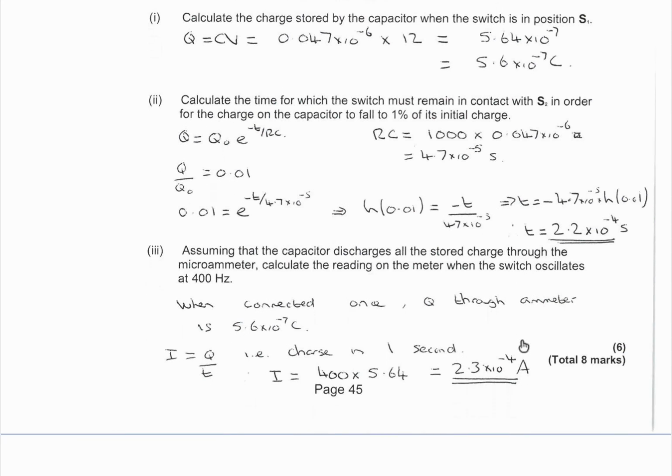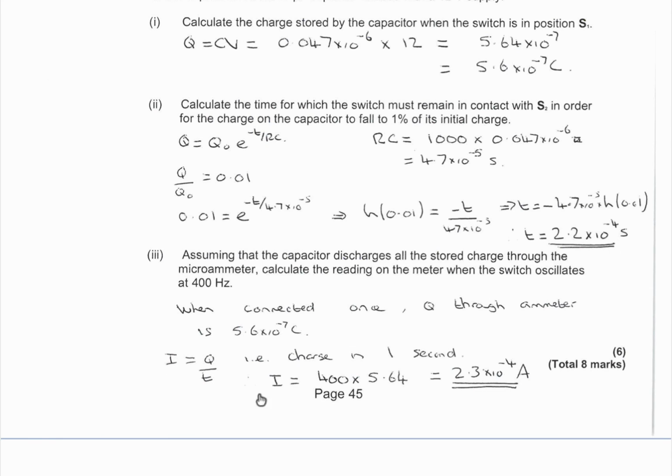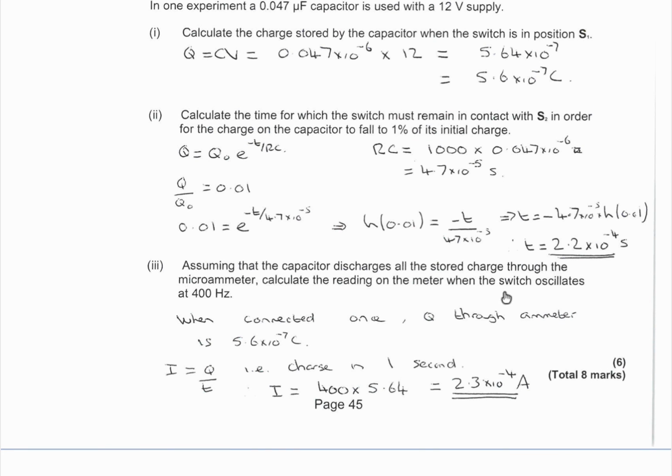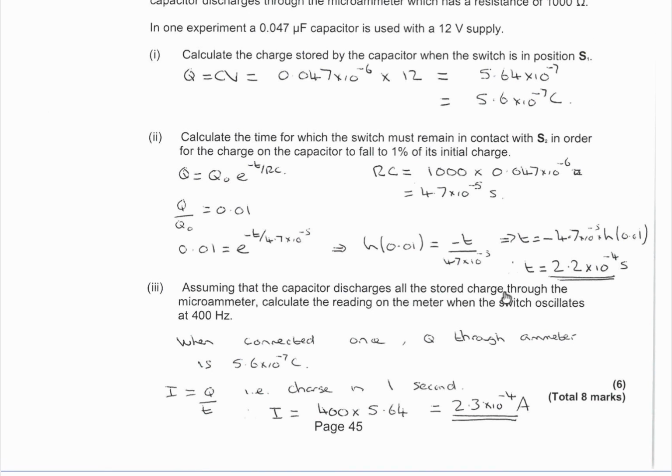And then your final mark is basically just for doing this. So it's multiplying the charge that you worked out in part 1 by 400, and that gives you your total current that flows through your ammeter. So that gives you the 6 marks that you've got. So that's the end of the questions for the electric fields and the capacitors homework booklet. So that was question number 52.